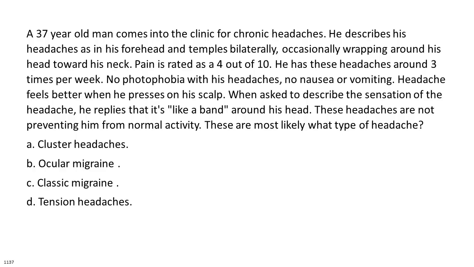A 37-year-old man comes into the clinic for chronic headaches. He describes his headaches as in his forehead and temples bilaterally, occasionally wrapping around his head toward his neck. Pain is rated as a 4 out of 10. He has these headaches around 3 times per week. No photophobia with his headaches, no nausea or vomiting. Headache feels better when he presses on his scalp.